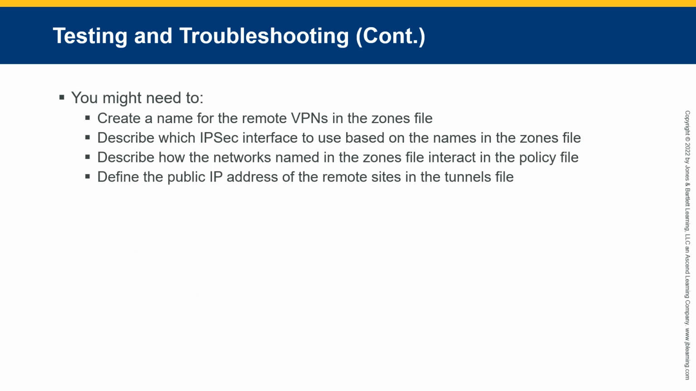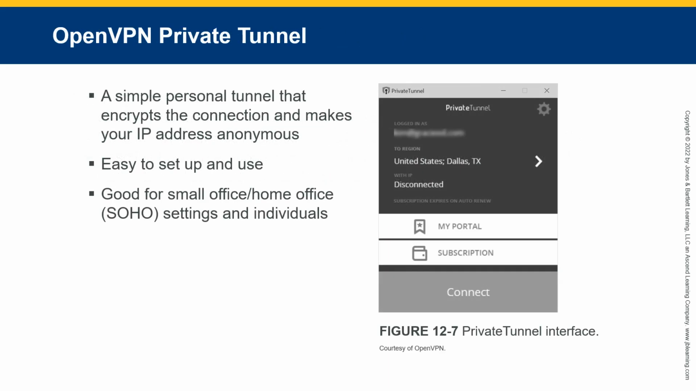When you're also testing, you want to make sure you create a remote VPN in the zones file. So you're going to create your VPN in there. You may want to describe which IPsec interface is to be used based on the names of the zones file. And you can also describe how the network names in the zone file interact with file policy. You can also define the public IP address of the remote sites in the tunnels file. So these are all just files which help give that configuration.